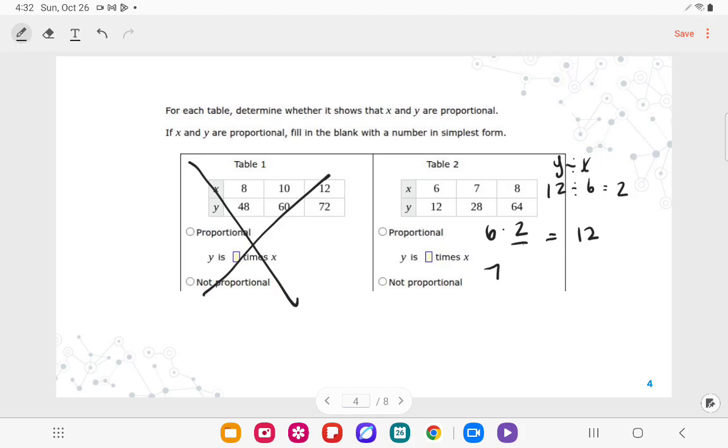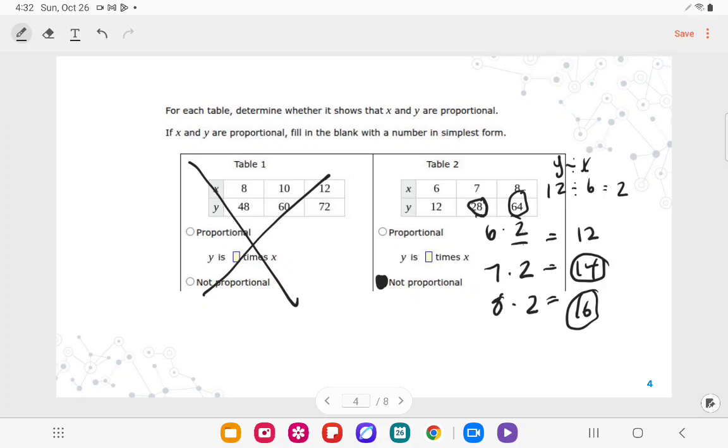Okay, now in order to check and see if this works, if it is proportional, if I times 7 by 2 and if I times 8 by 2, it should give me this matching output. And I notice as I do 7 times 2 that that's 14 and 8 times 2 is 16. So this does not match this, and this does not equal this. So I'm going to mark not proportional.